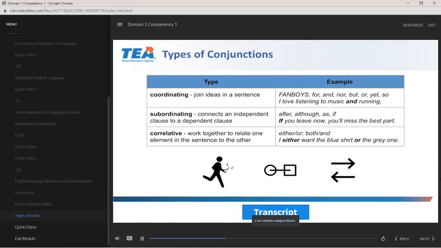Correlative conjunctions. Correlative conjunctions work together to relate one element in the sentence to the other. Examples include the words either, or, both, and. Either and or are the correlative conjunctions in the sentence, I either want the blue shirt or the gray one. Notice how conjunctions relate to compound sentences, complex sentences, and compound-complex sentences.